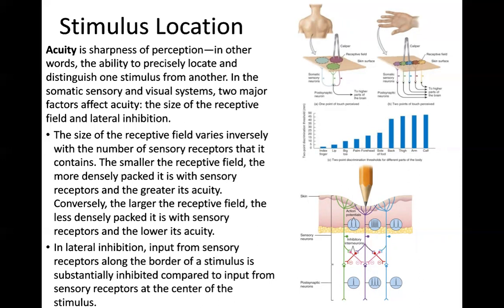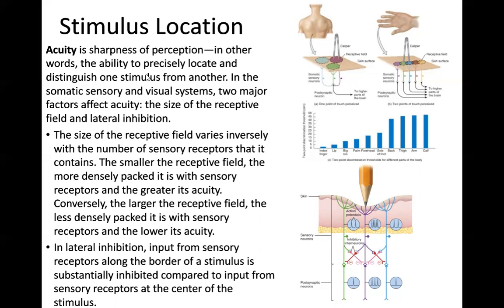Acuity is described as the sharpness of perception. In other words, this relates to the ability to precisely locate and distinguish one stimulus from another, so to figure out where we're being stimulated. In our somatic, sensory, and visual systems, 2 major factors affect acuity: the size of the receptive field and what we call lateral inhibition. Let's talk about size of receptive field.